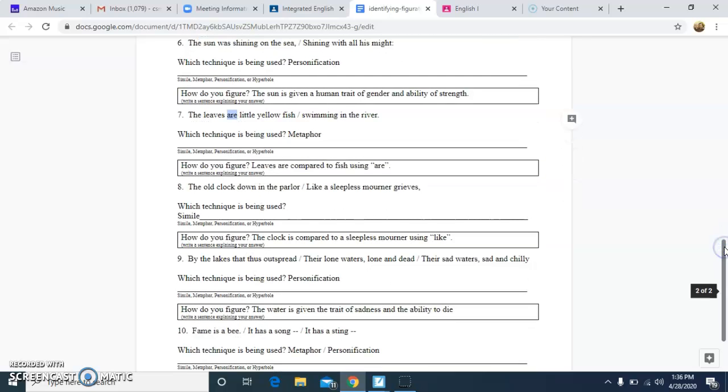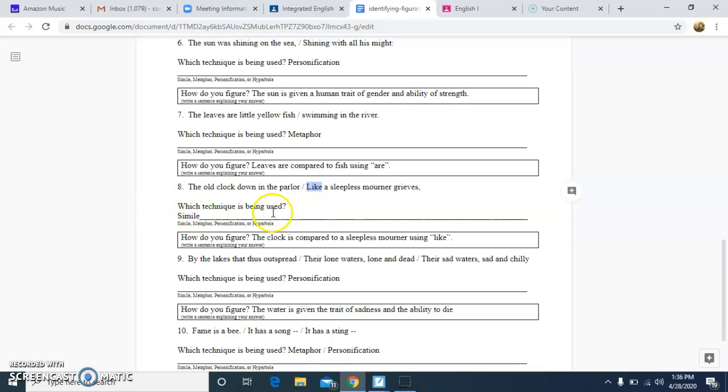Number 8. The old clock down in the parlor, like a sleepless mourner grieves, is an example of a simile. Right? And again, you see it right here in the line break. So after the line break, we see the keyword like. So if you look at this, the old clock, and it's saying it's like something. So the clock is compared to a sleepless mourner using the keyword like. Again, some people say it might be also personification because the clock is old, but items and things, objects do age, so that may not be the greatest example.